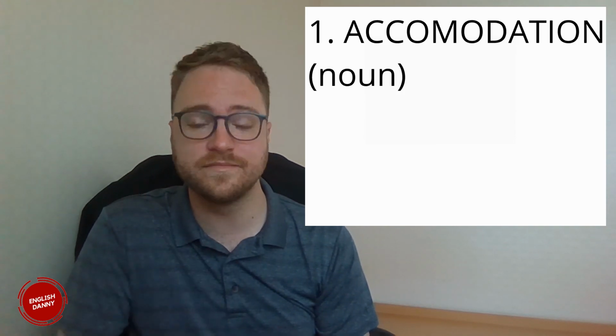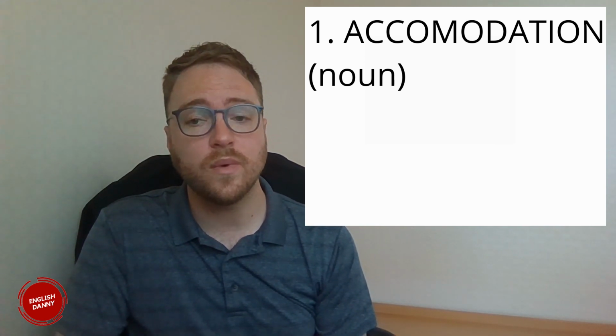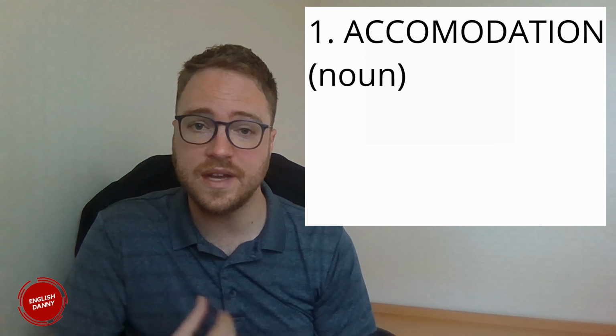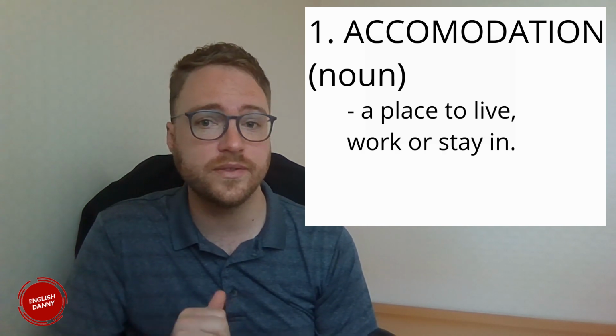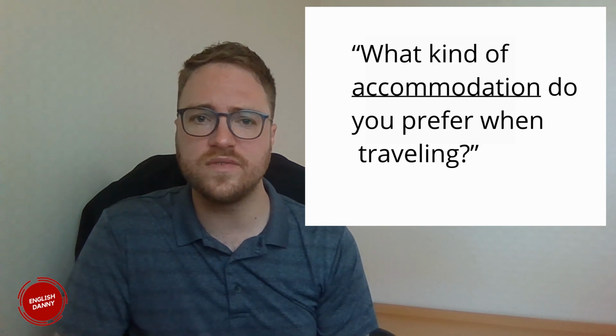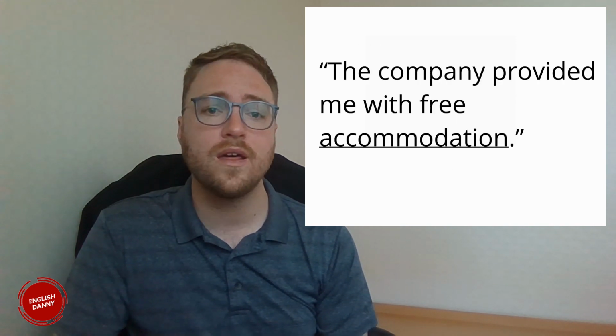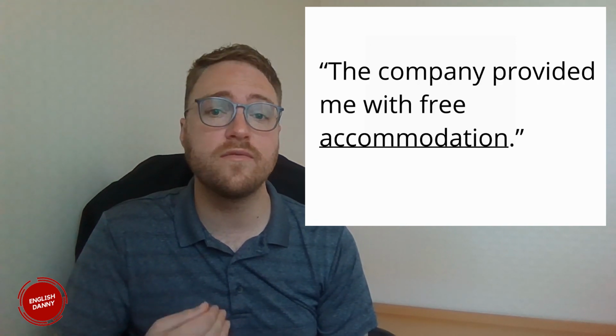So, number 1, accommodation. What is accommodation? Well, it's a noun, and the definition is a place to live, work, or stay in. Examples of accommodation are hotels, motels, inns, apartments, or houses. Let's use it in a sentence. What kind of accommodation do you prefer when traveling? Or, the company provided me with free accommodation.